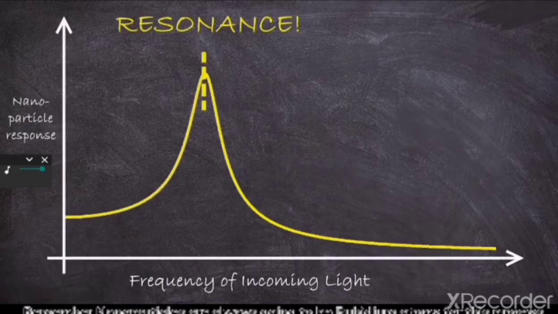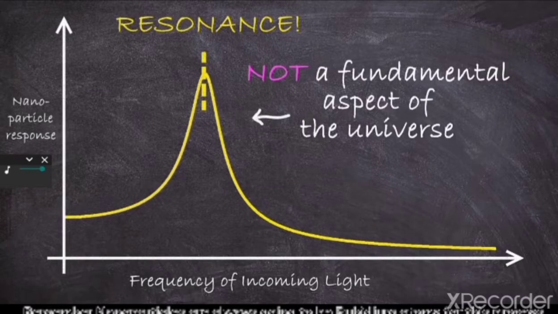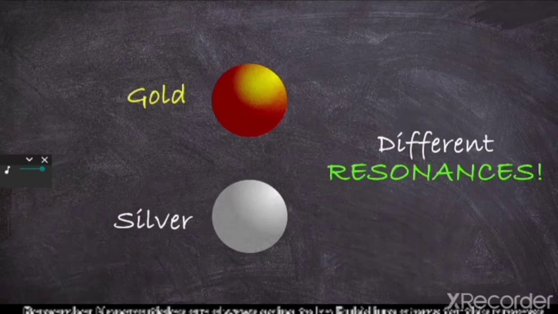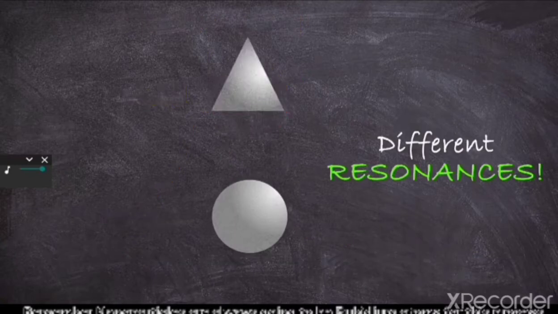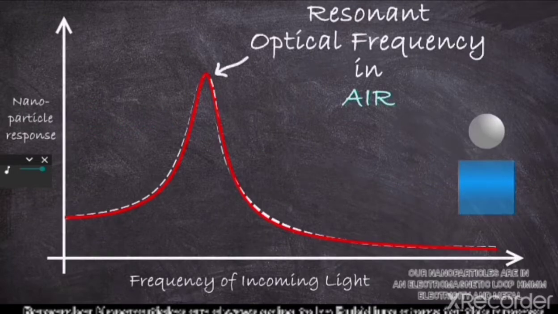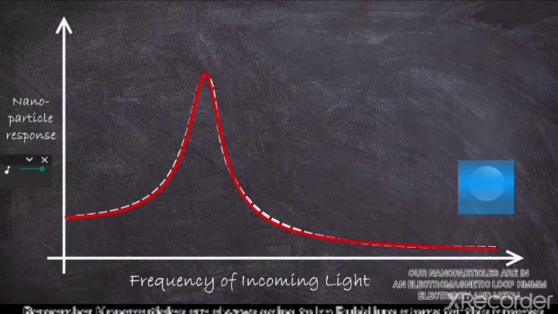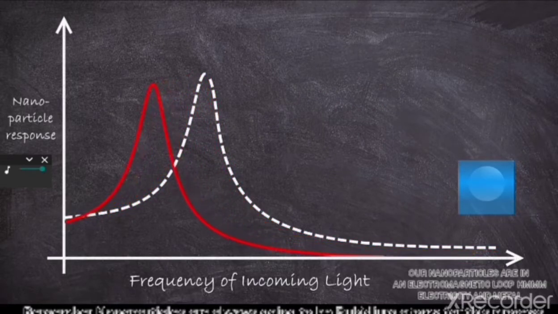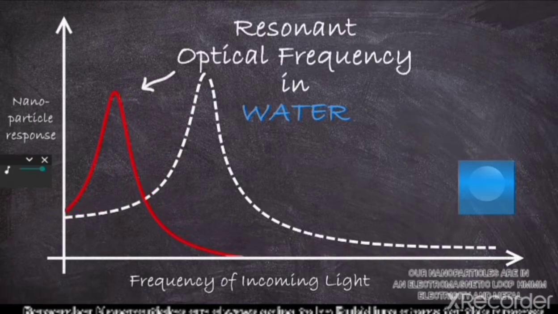Now, the frequency of light at which this resonance occurs isn't some universal property. It's not some fundamental property of the cosmos, but rather it depends on things like the material property of the metal, the shape and size of the nanoparticle, and importantly, and this is our 3rd important plasmonic property, it depends on the environment around the nanoparticle. If I have a metallic nanoparticle in a vacuum, and it has a certain plasmonic resonance, and then I place it in, let's say, water, the frequency of this resonance will redshift. It'll move to a lower frequency.